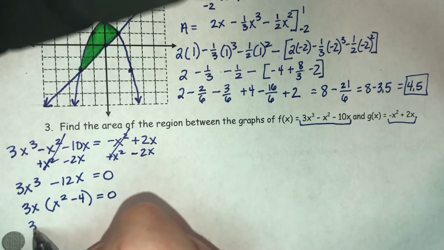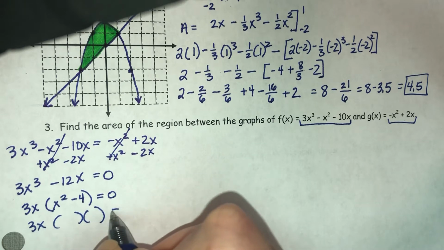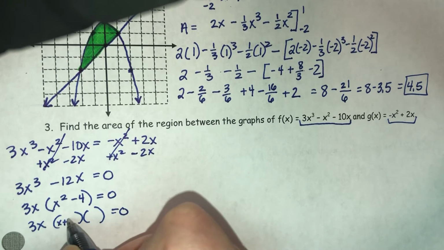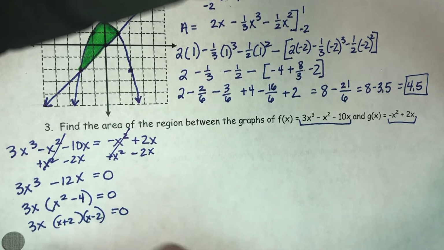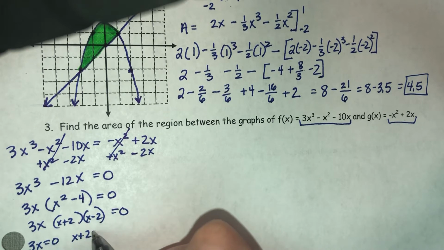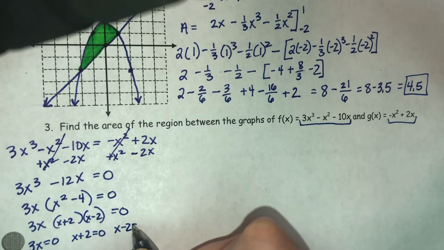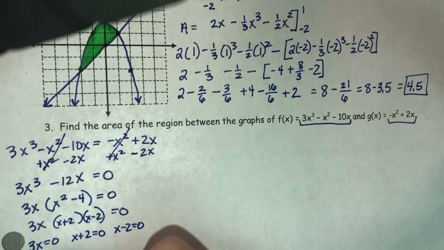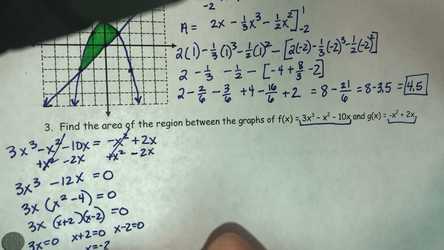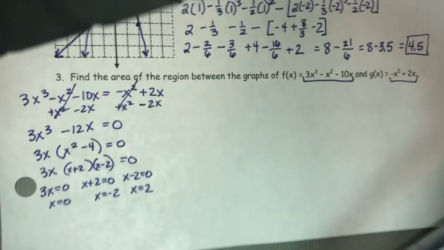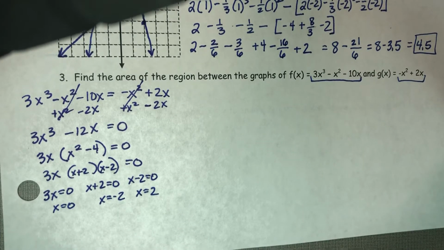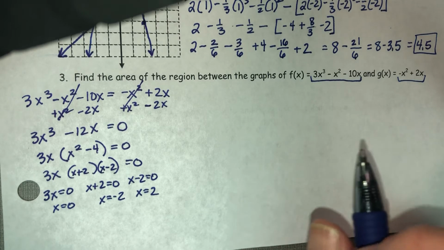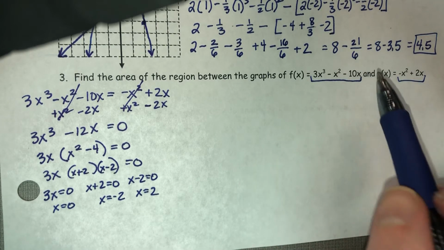And x squared minus 4 is a difference of squares, so it factors as x plus 2, x minus 2. And if I set these equal to 0, then I get x equals 0, x equals negative 2, and x equals 2. So I have 3 places where these two graphs intersect each other. How is that possible? Well, there's a couple of different ways that could happen.